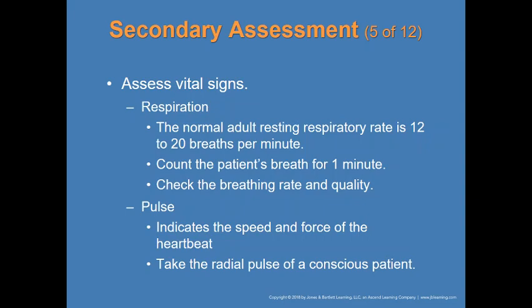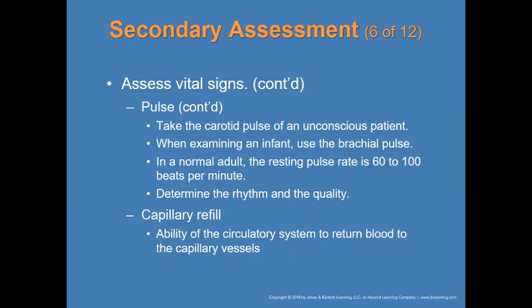Your respirations. Adult resting respiratory rate is 12 to 20 breaths a minute. Count their breaths for a minute, or 15 seconds and multiply it by 4. We're looking for the rate and the quality. The pulse: we're looking for the rate, rhythm, and force. Always take a radial pulse on a conscious or an unconscious patient. Compare the carotid and the radial pulse.